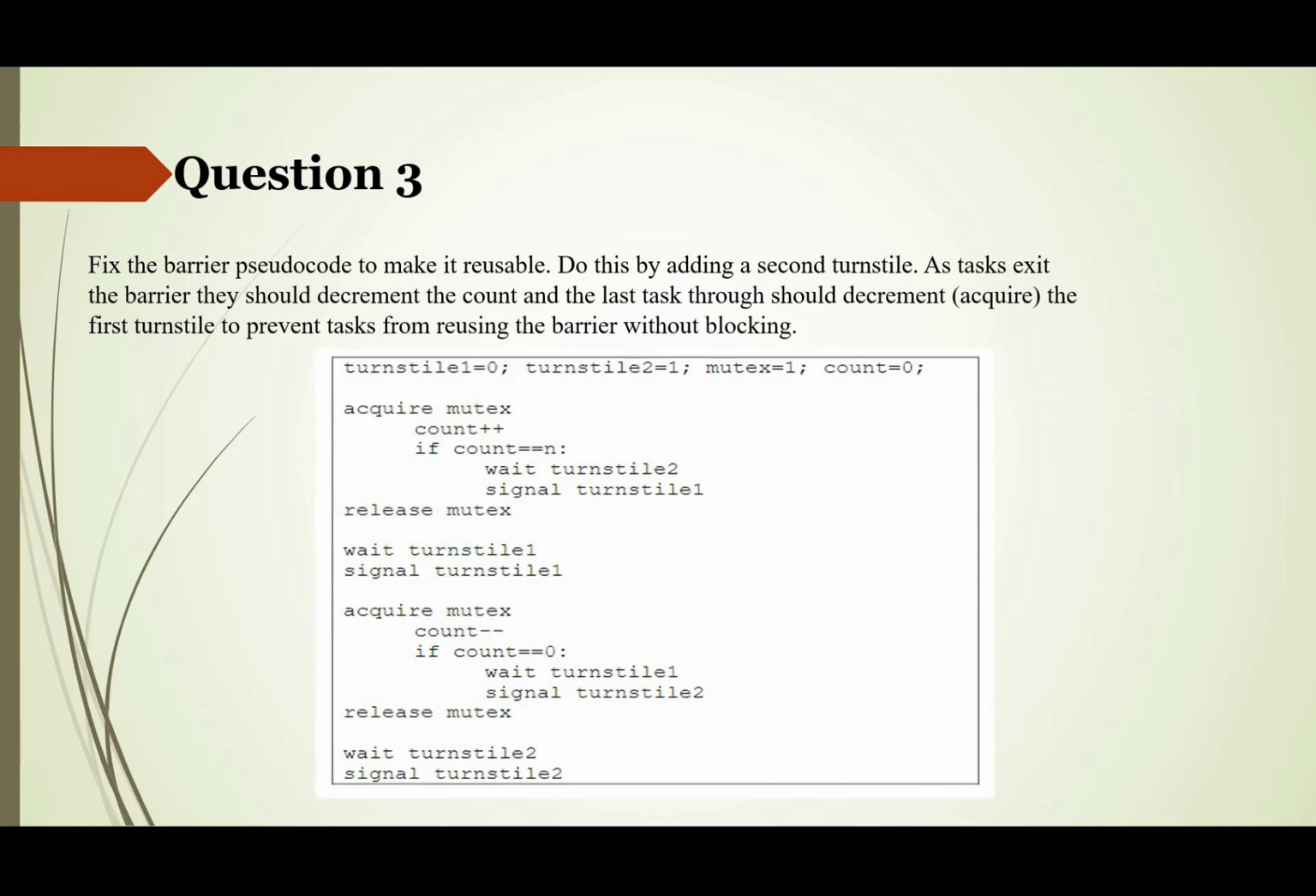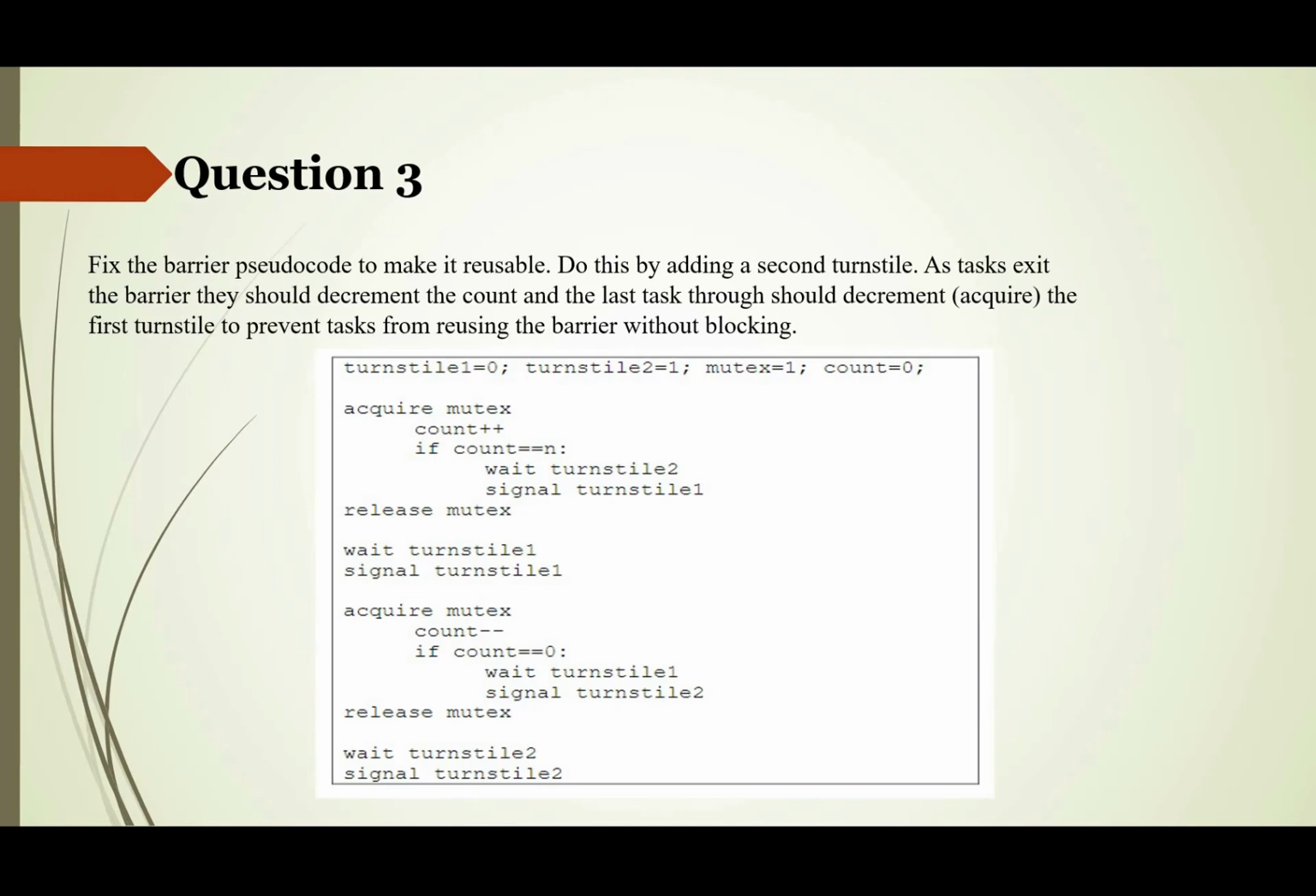So in question 3, it says to fix the barrier pseudocode to make it reusable. In the previous question, we saw that the barrier code that we described was not reusable because the state at the end was not the same as the state when we started, right? So do this by adding a second turnstile. As a hint, it says that we are able to add another turnstile. As tasks exit the barrier, they should decrement the count, and the last task through should decrement the first turnstile to prevent tasks from reusing the barrier without blocking. So the answer is given in the question, right?